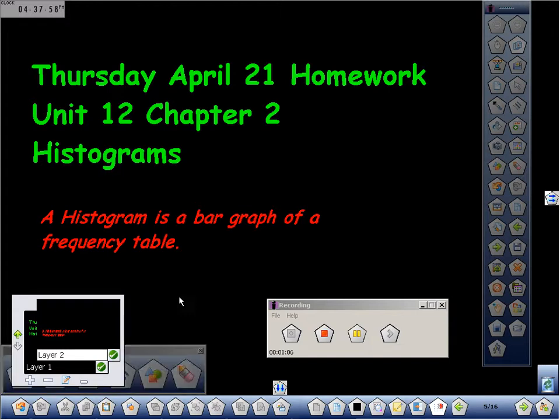Now you can pause it right here and you can write that definition down in your notes. Make sure in your notes you have Thursday, April 21st, and you have Unit 12, Chapter 2 histograms written down. Okay, now let's see what a frequency table is and how we use a histogram.